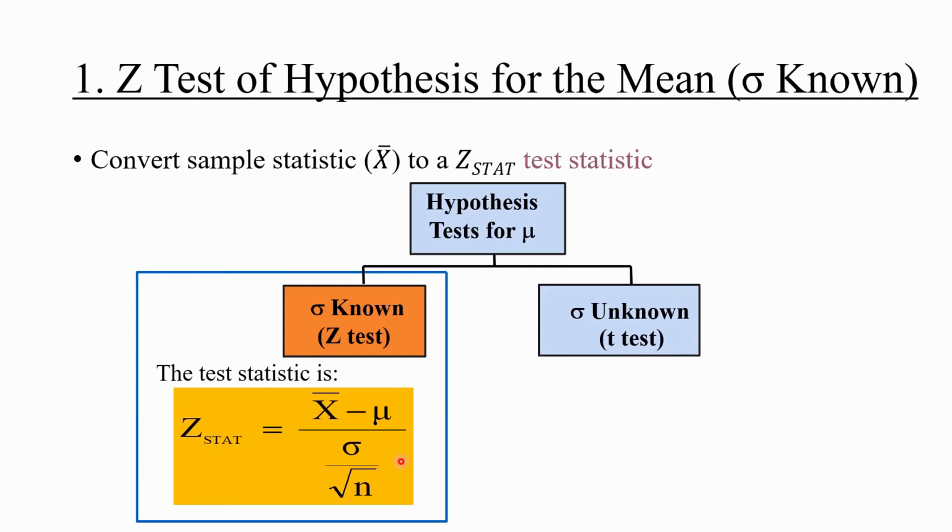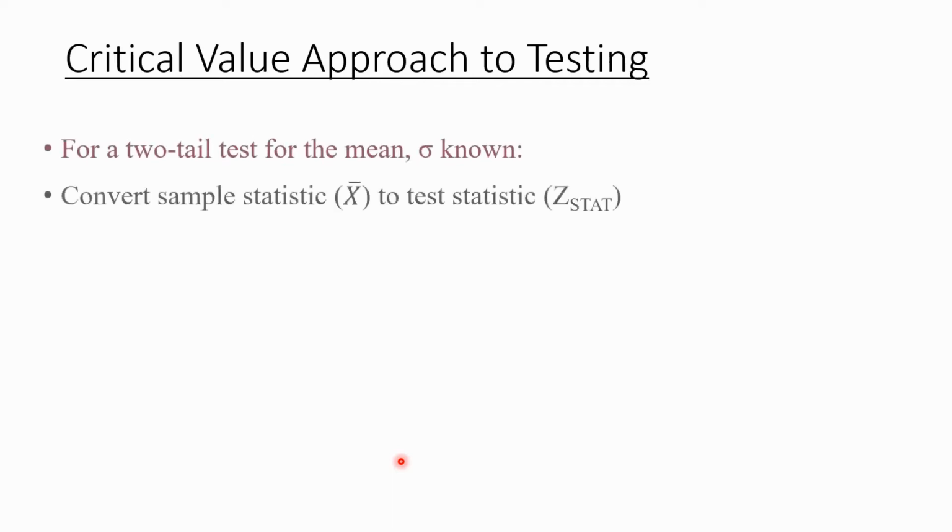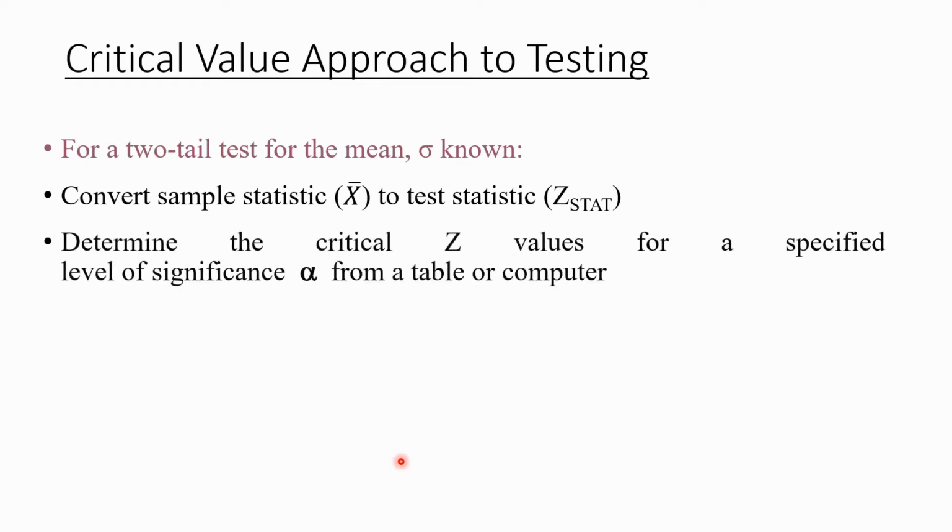So first, let's have a look at the critical value approach to testing. Now remember, we talked about something called the critical value. Now we are delving deeper into how you find this particular critical value. So for a two-tailed test for the mean when sigma is known, what you do is you first convert your sample statistic x bar to your test statistic, which is your Z stat, because you know your sigma. And then from that you determine the critical Z values for a specified level of significance alpha.